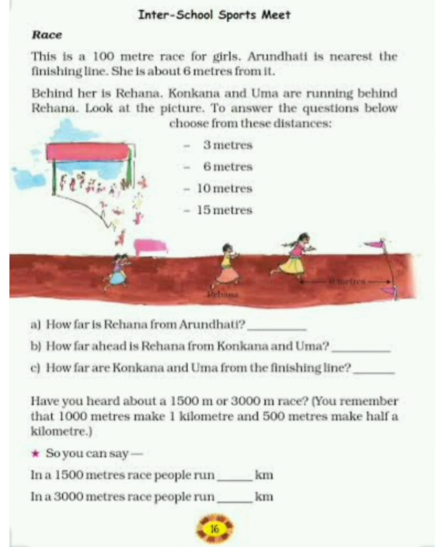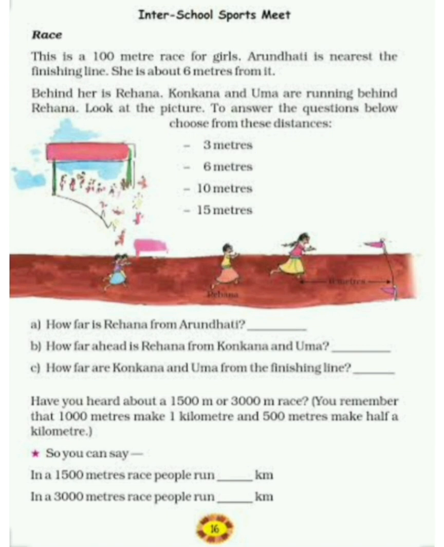Behind her is Rehna. Okay. Konkana and Uma are running behind Rehna. The first is Arundhati and second is Rehna. After Rehna, Konkana and Uma are running behind. Look at the picture. To answer the questions below, choose from these distances. Dear students, they have given some distances in meters. Okay. The first is 3 meters, 6 meters, 10 meters and 15 meters.